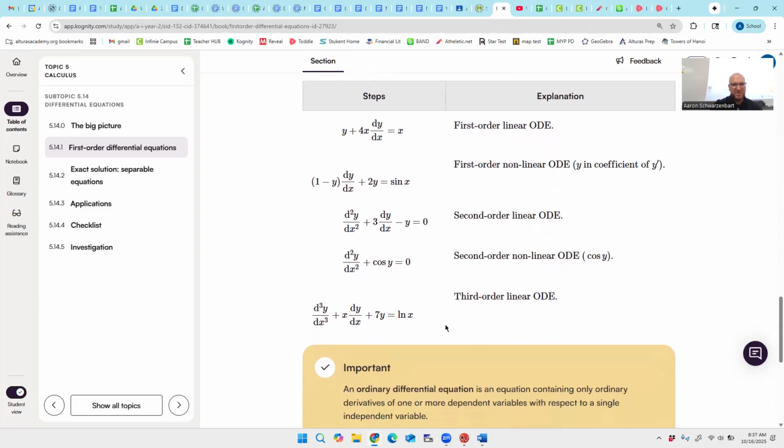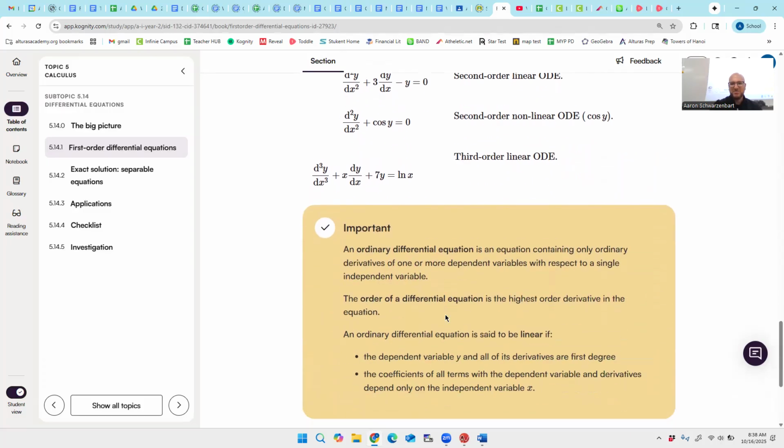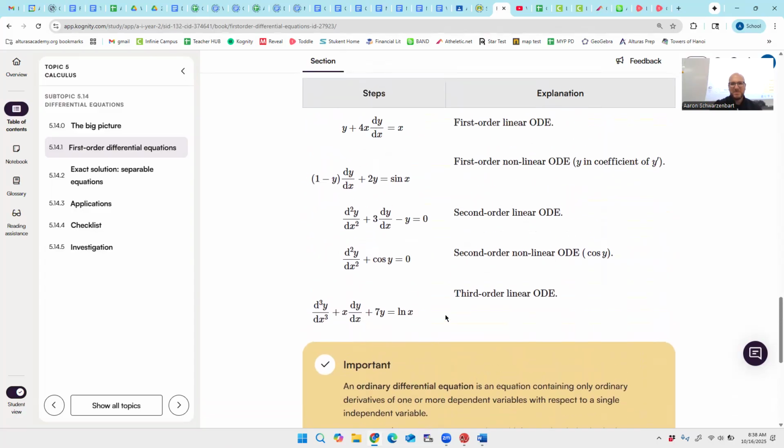Third order, you won't have to do any third orders in this class. Interesting that an ln x is there in linear. Yep, if it has a second derivative, it's second order. If it has a third derivative, it's third order. Regardless, it's like cubic polynomials can have squareds and firsts and constants and things.